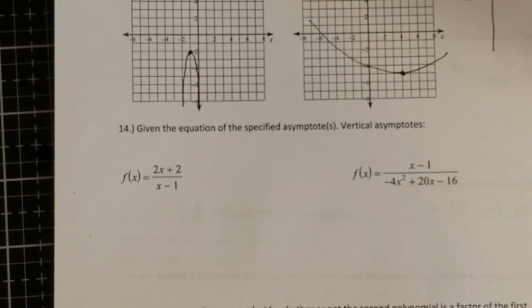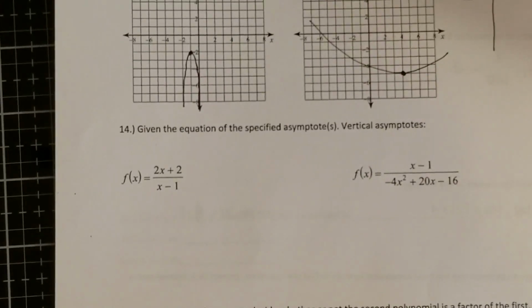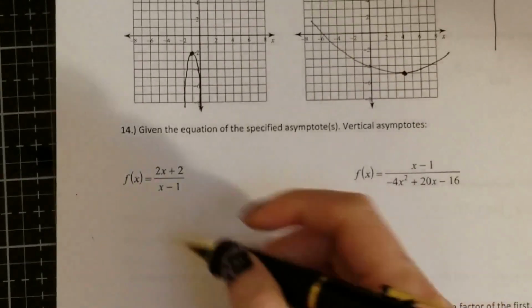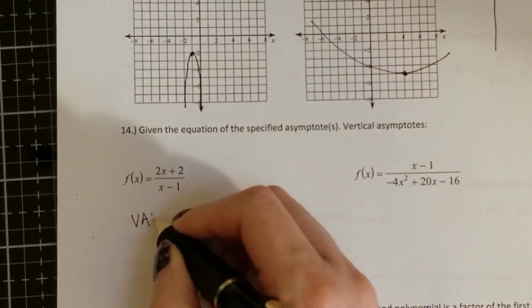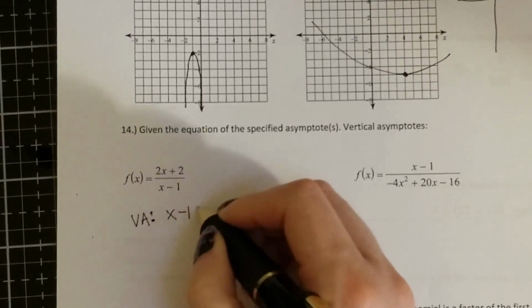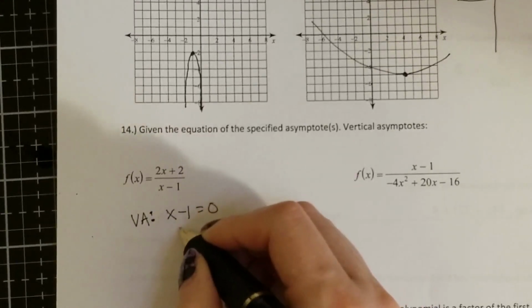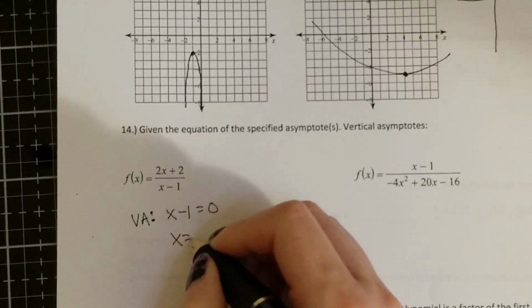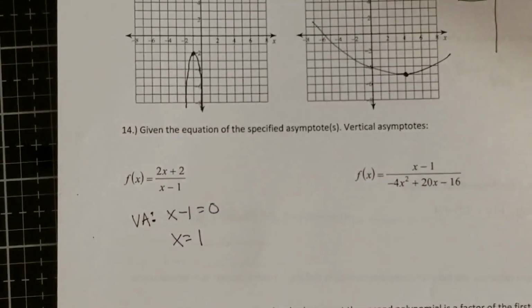Number 14, given the equation of the specified asymptotes, so you're finding your vertical asymptotes. That's what you're doing. So vertical asymptotes mean that you have to simplify first and set the denominator equal to 0. So we would add 1 to both sides, so your vertical asymptote on the first one would be 1.